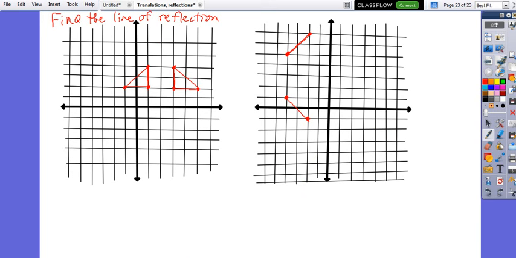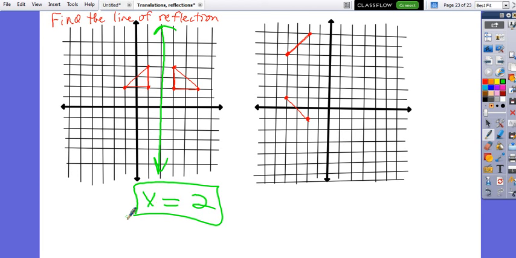And then count over. How many did we go over? Well, from the origin, 1, 2. So is this vertical or horizontal? It's vertical. And what do we say? For a vertical line, it is x equals a number. I went over 2 units, so it's x equals 2. So there's my line of reflection: vertical line, x equals 2.